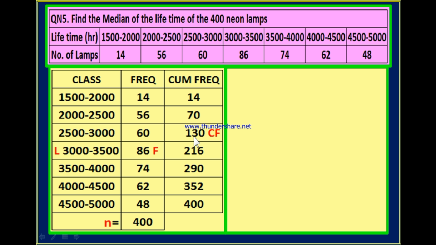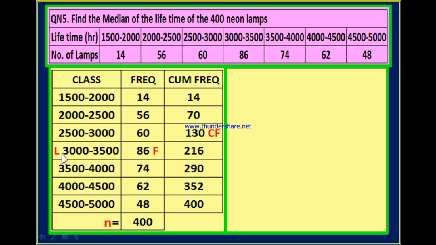Here, up to this class, there are 130 scores. And from 131 to 216, the remaining scores may lie here. Therefore, this class is the median class. Otherwise, you verify the cumulative frequency column and pick up the class whose cumulative frequency is just more than 200. This is the value which is just more than 200. Therefore, you can consider this as the median class.